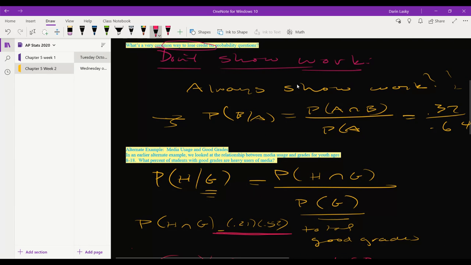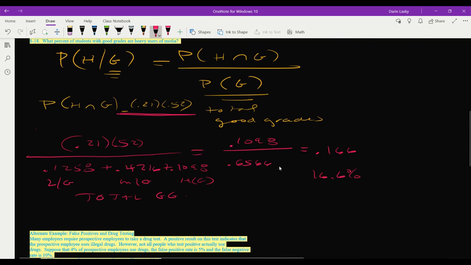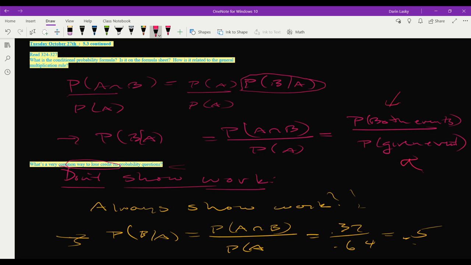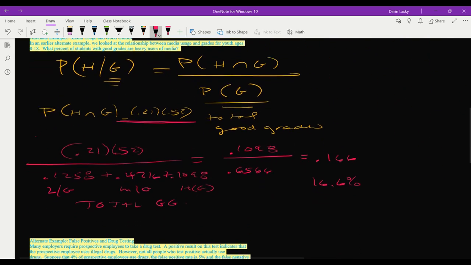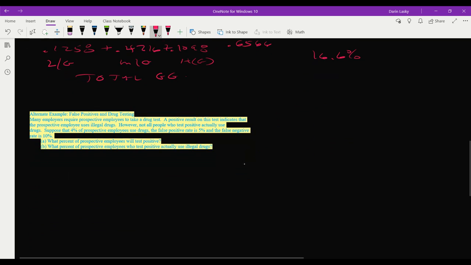So remember, it is the idea. Let me shrink this back down, guys. It's the idea that it is the total of both events, total of the given event. And so for this one, the event is heavy users and good grades, and then the given event is that they have to have good grades. All right.